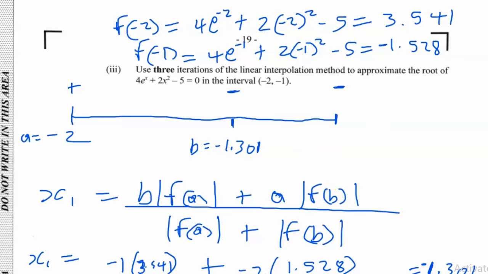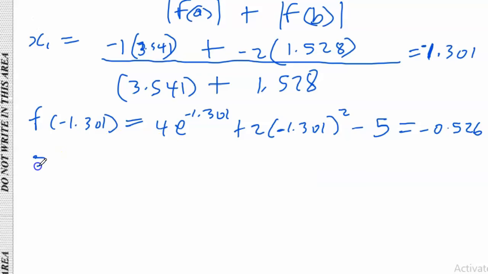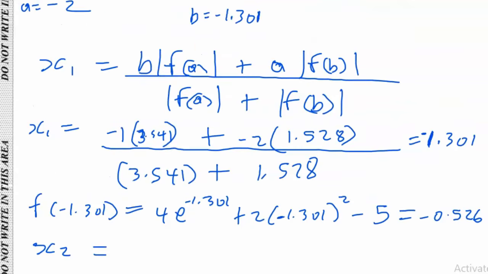So we're going to use the formula again, the second iteration this time, but this time our a value is minus 2 and our b value is negative 1.301. So let's do the second iteration. So x2, again, we're using the same formula. This time b is negative 1.301.